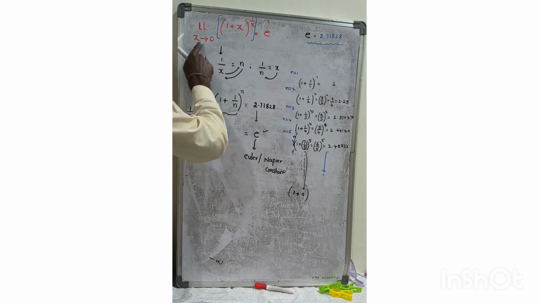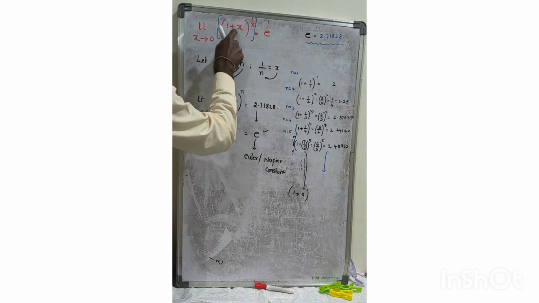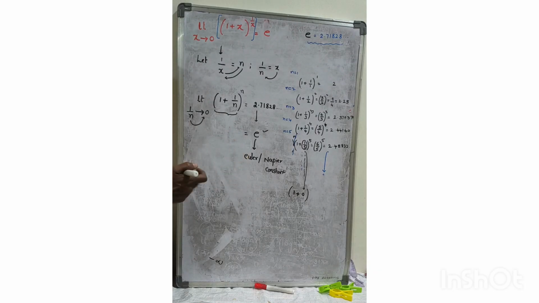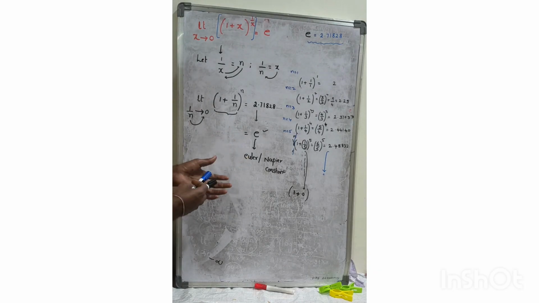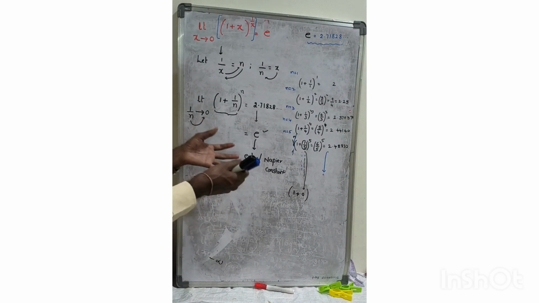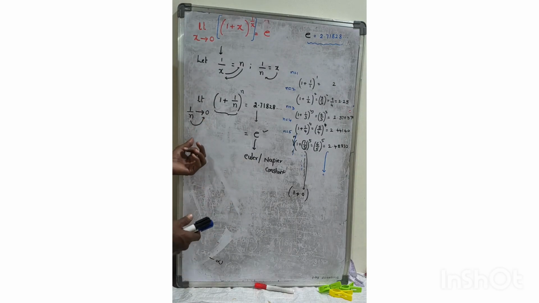So this is the reason why the limit as x tends to 0 of (1 plus x) whole power 1 by x is equal to e. Compared to all the other proofs, this is related to inference, where you need to think about it. You will not land on the answer directly, you need to think about the answer. That is the difference between this proof and all other proofs.